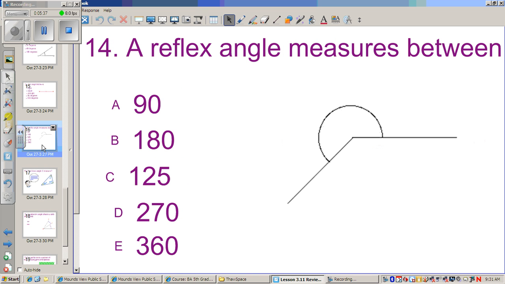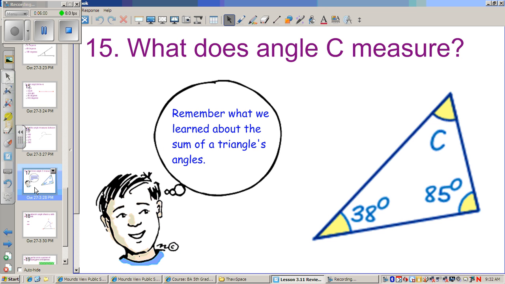And number 14, a reflex angle measures between what? So it's between something. And what is it between? Okay, now this one is a little bit confusing because I just want you to pick the one number that it comes between. You should be able to eliminate 4 automatically. Okay, and number 15, what does angle C measure? So we have a triangle here. One angle measures 38 degrees, one measures 85 degrees. What does angle C measure?